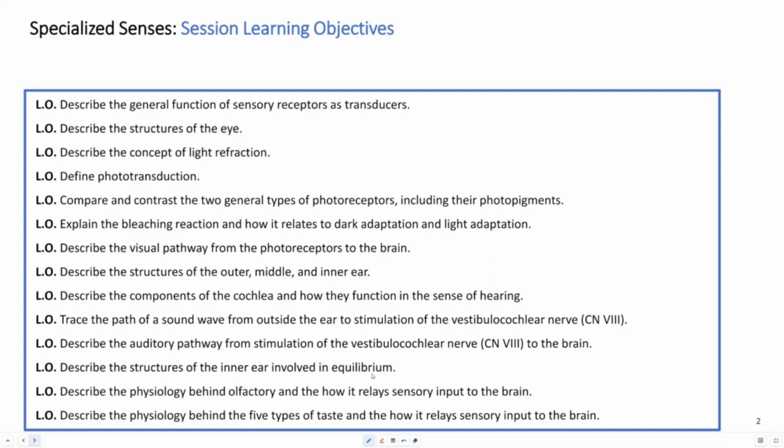the vestibulocochlear nerve, cranial nerve number 8, to the brain, describe the structures of the inner ear involved in equilibrium, describe the physiology behind olfaction and how it relays sensory input to the brain, describe the physiology behind the 5 types of taste and how it relays sensory input to the brain.